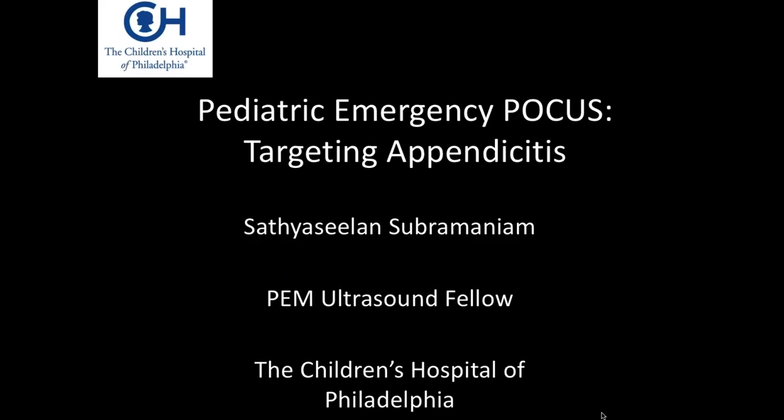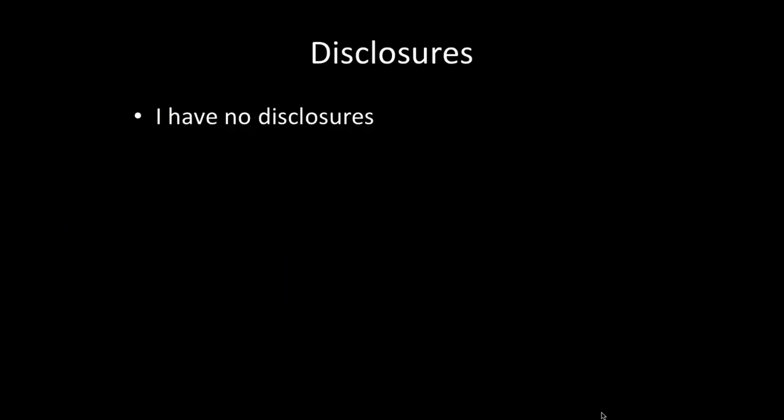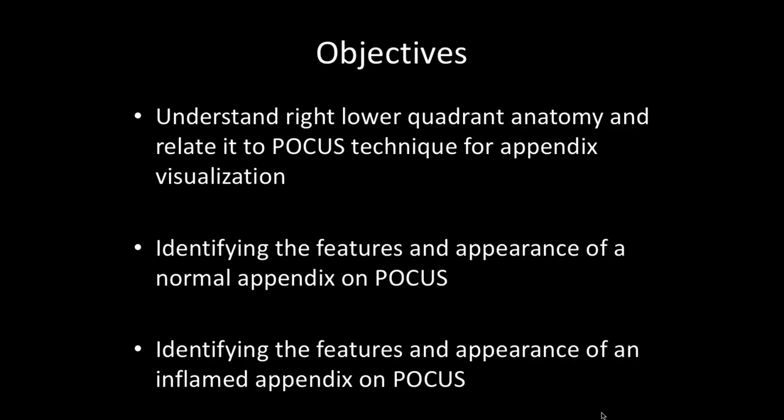Okay, good afternoon, everyone. My name is Sathya. I'm a Pediatric Emergency Medicine Ultrasound Fellow at the Children's Hospital of Philadelphia. I'll be talking to you about point-of-care ultrasound to target the appendix. I have no disclosures to make. In terms of objectives, we're going to go through a review of the anatomy of the right lower quadrant and how it relates to point-of-care ultrasound's technique to identify the appendix. Then we're going to move on to identifying the features and appearance of a normal appendix, and finally identifying features and appearance of an inflamed abnormal appendix on point-of-care ultrasound.